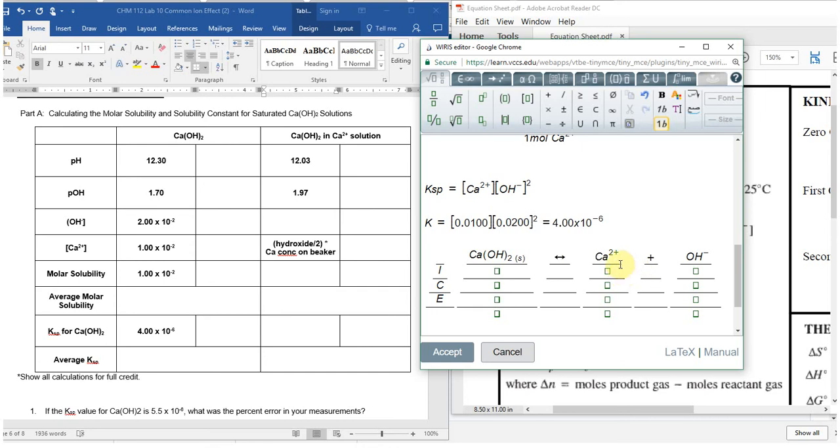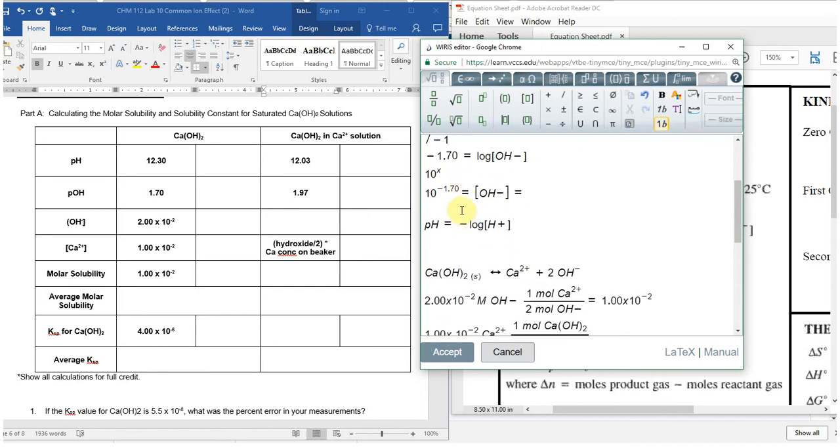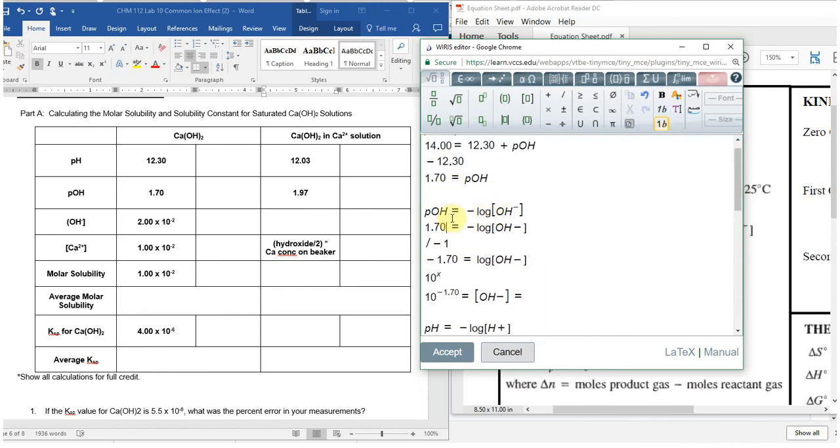So here we've got our pOH to find our hydroxide ion concentration. We know that pOH is equal to the negative log of the hydroxide ion concentration. We're going to divide both sides by a negative 1. We get 1.97 is equal to log of the hydroxide ion concentration. We take the anti-log of both sides, and our hydroxide ion concentration is 1.07 times 10 to the negative 2.